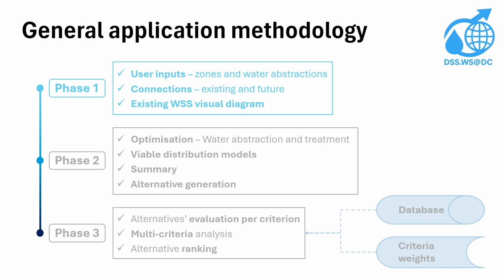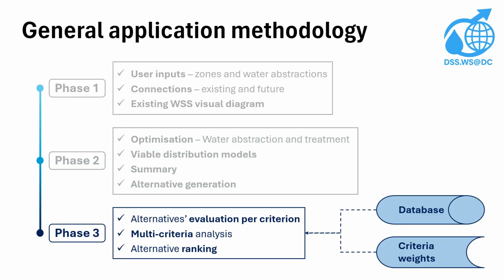The model guides the user through three main phases, which structure the entire planning exercise. Phase 1 focuses on characterizing the current system, with the user defining the project zones, their attributes, connections, abstractions, and treatment levels. Phase 2 performs system optimization, proposing optimal water abstractions and treatment levels, identifies viable distribution models for each zone, and generates all feasible alternatives. Phase 3 focuses on the evaluation and ranking of all alternatives.